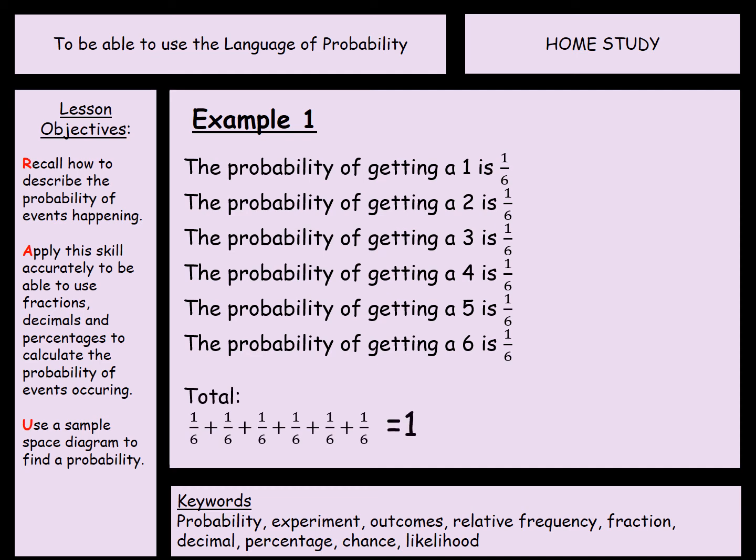And that's because there is nothing else that can happen. You can only get a 1, a 2, a 3, a 4, a 5, and a 6 on a regular dice. So therefore, all of these are exhaustive. You have exhausted all the possibilities.